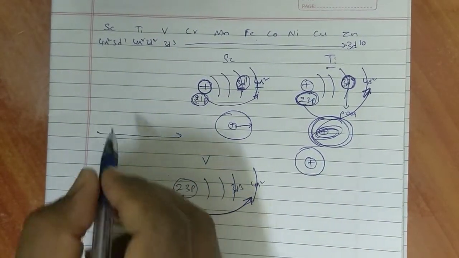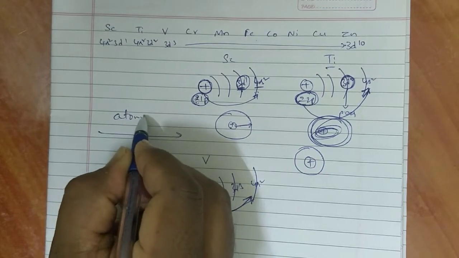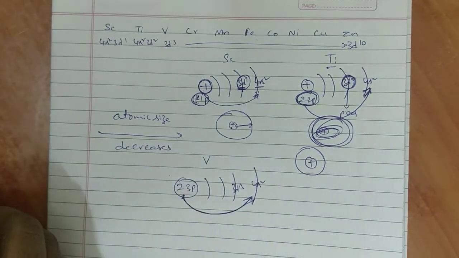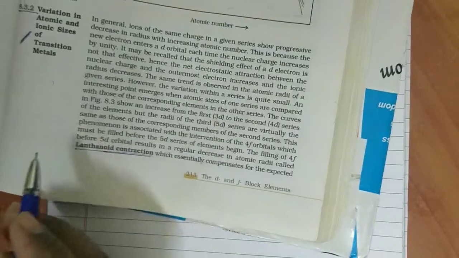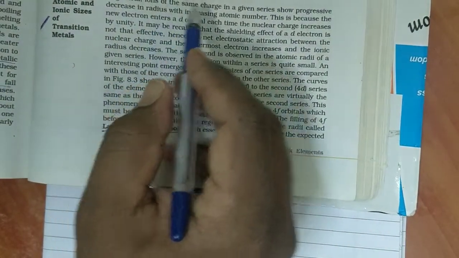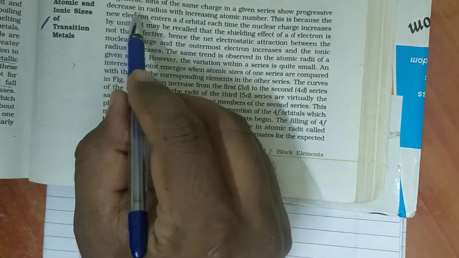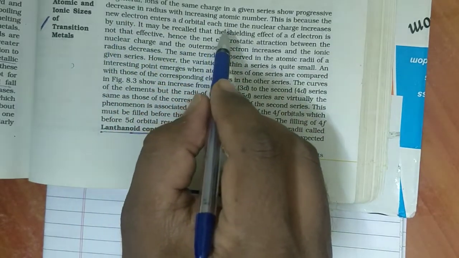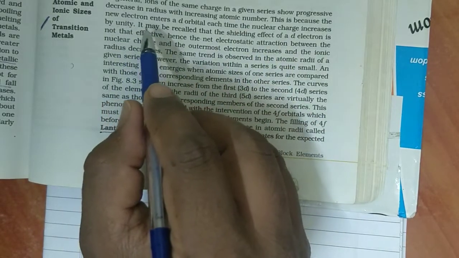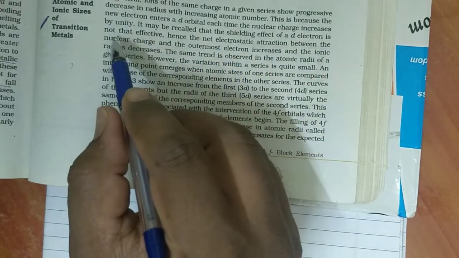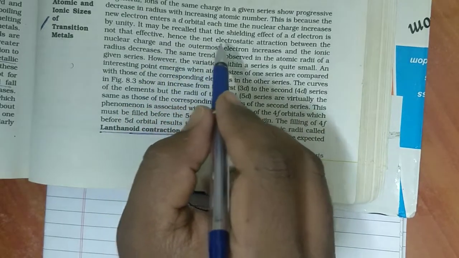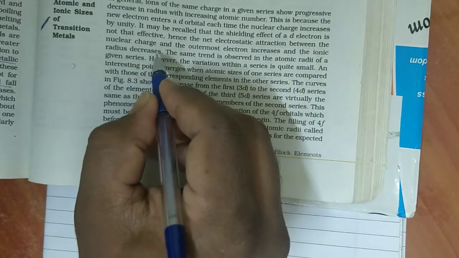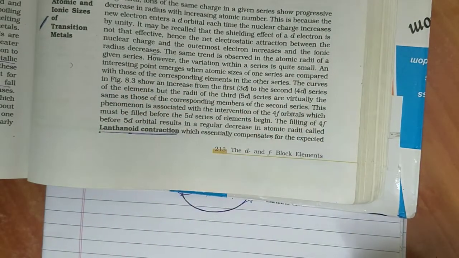From left to right, generally atomic size decreases. This is a general thing only, we have already seen it. In general, ions of the same charge in a given series show progressive decrease in radius with increasing atomic number. This is because the new electron enters a d orbital each time the nuclear charge increases by unity. It may be recalled that the shielding effect of a d electron is not that effective. Hence, the net electrostatic attraction between the nuclear charge and the outermost electron increases and the ionic radius decreases. Up to here, we will complete this one.